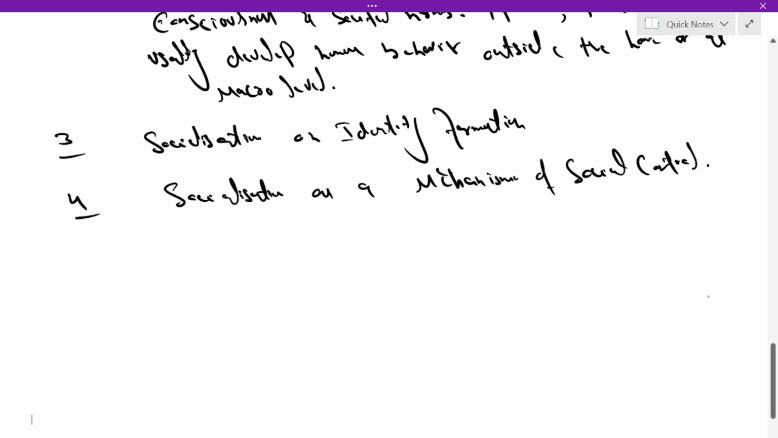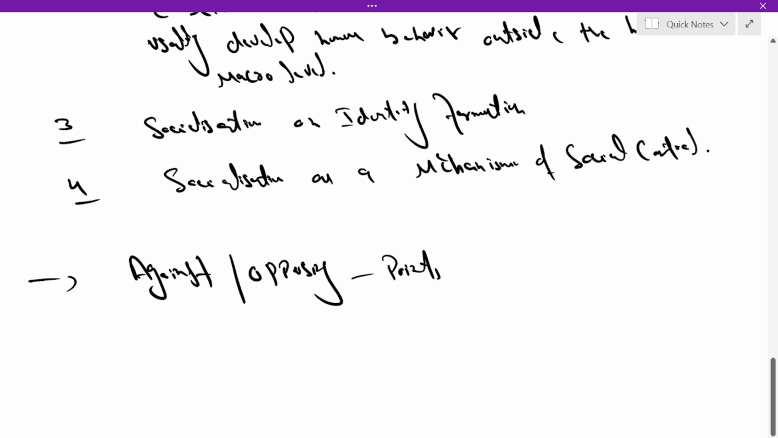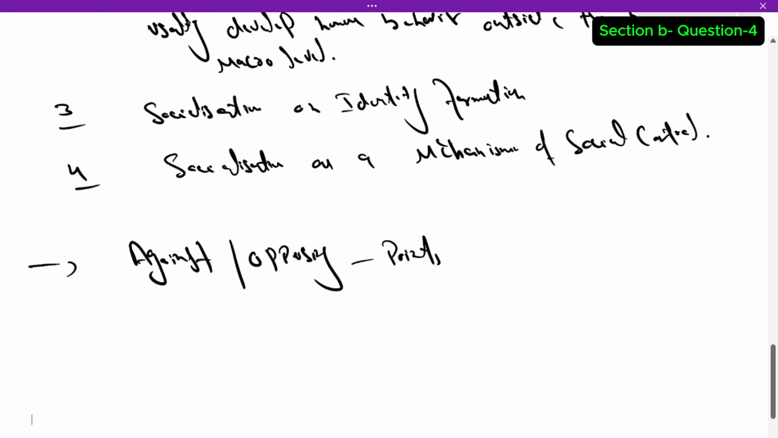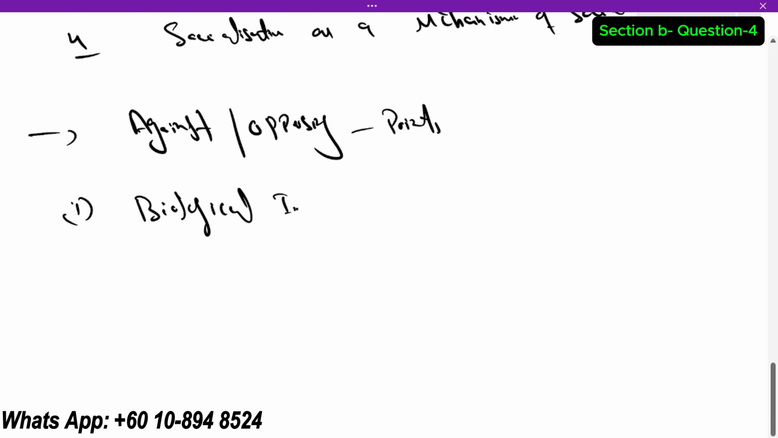Now we will proceed towards the opposing arguments. The next part of the question is the opposing arguments, or you can say the against point, or opposing point. Now, what argument can we write here? I will give you those arguments that we already explained in the introduction part. For example, we talked about biological influence on behavior.